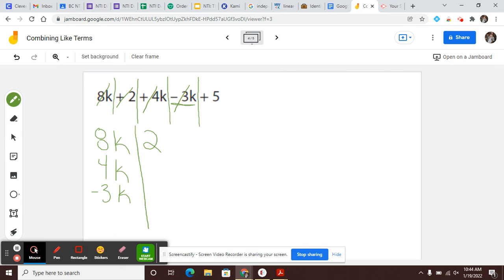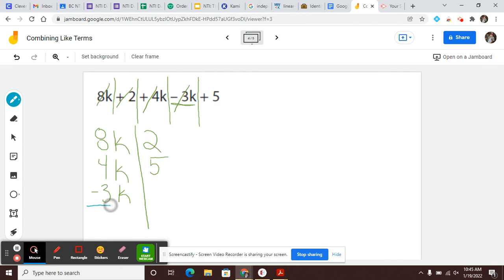And then I have positive 5. Well, positive 5 doesn't have the variable k, but it has a lack of a variable like 2. So I'm going to put that in the same column. Okay, the next thing I do when I say combine like terms, I'm just adding the terms together. So I can change the color there. I'm going to go ahead and change this to blue.